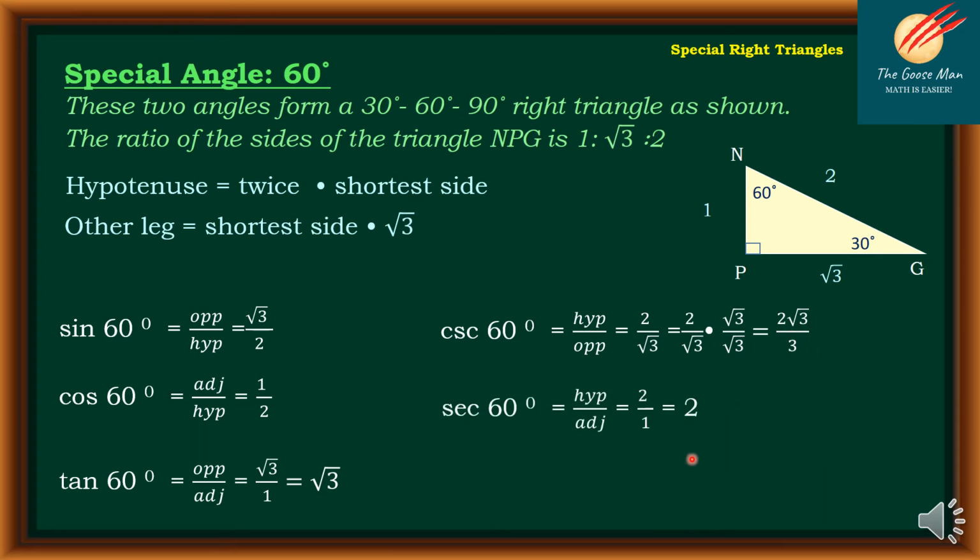Next one, we have secant 60 degrees, so that is hypotenuse all over adjacent. So the hypotenuse is equal to 2 all over 1. In simplest form, this is equal to 2.